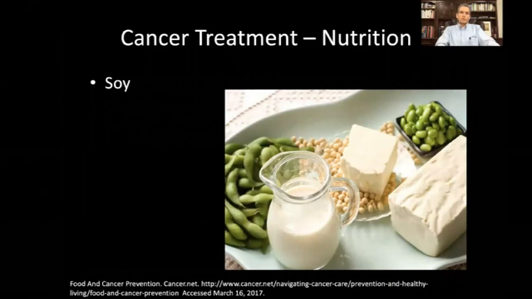Soy, oh, soy and cancer. Whoa, that's a topic if there isn't a topic out there, right? So we have edamame, we've got regular soybeans. This is, of course, edamame in the pod. You've got tofu, you've got soy milk that's here. What's the story on soy?